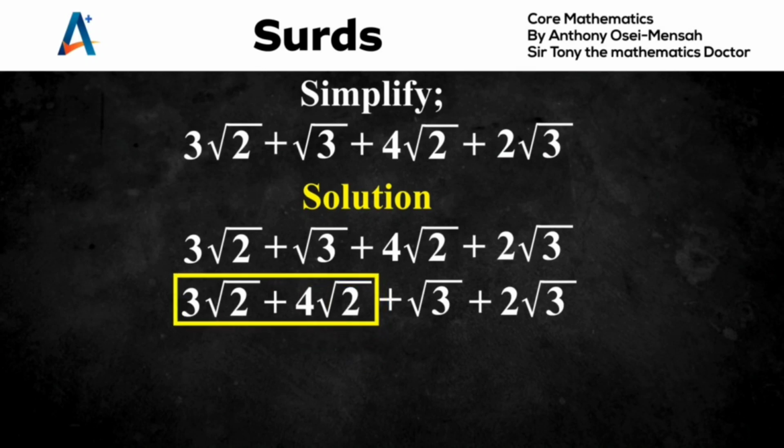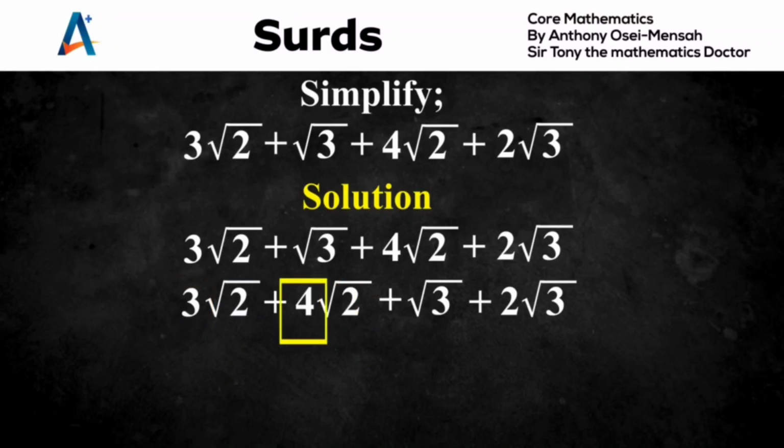3 of the root 2 plus 4 of the root 2 means that we have to add these two. Now we check the coefficient here. 3 plus 4 will give us 7. That means 3 of the root 2 here plus 4 of the root 2 will end up getting 7 root 2. So we have 7 of the root 2.